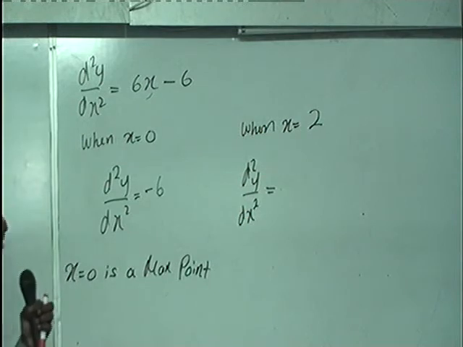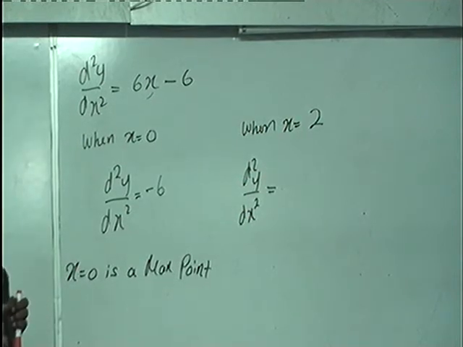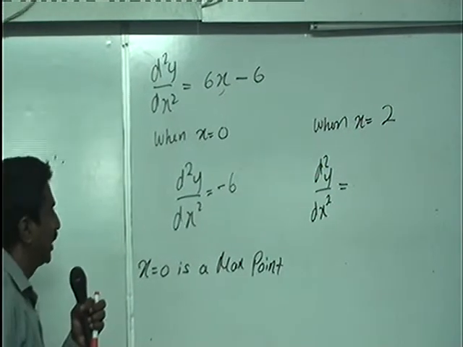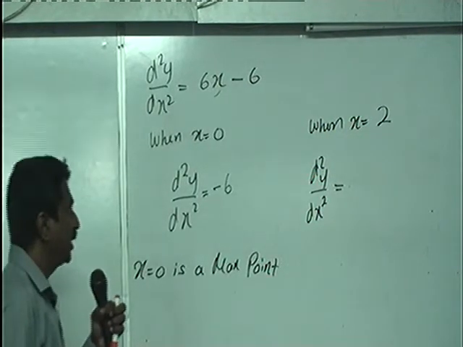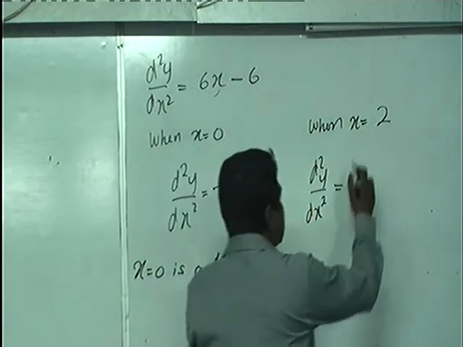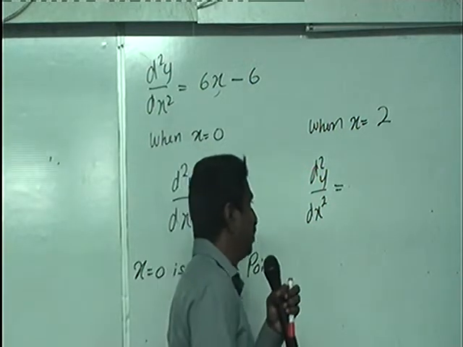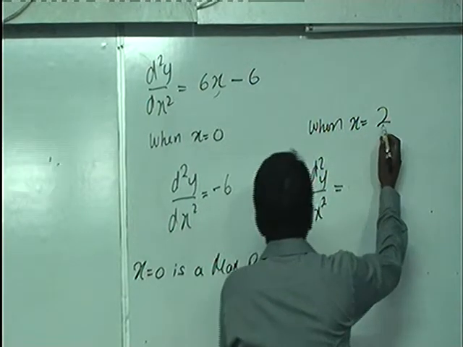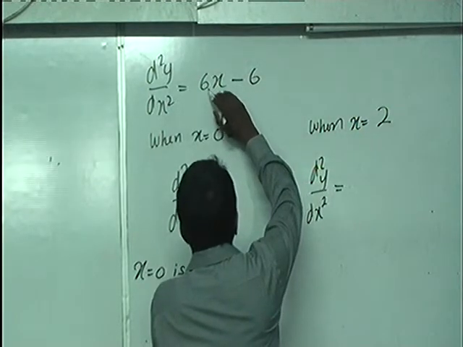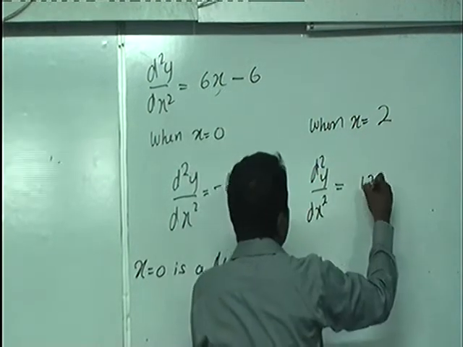X equals 0 is a maximum point because the second order derivative is negative. Then again we go back to the other point, x equal 2. Obviously if this is maximum, the other one should be minimum. We'll try out. Substitute x equal to 2 into 6x minus 12.